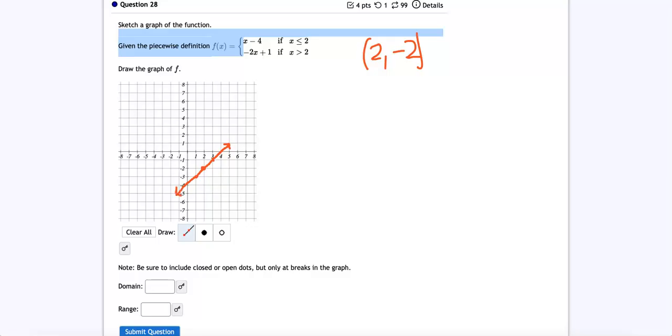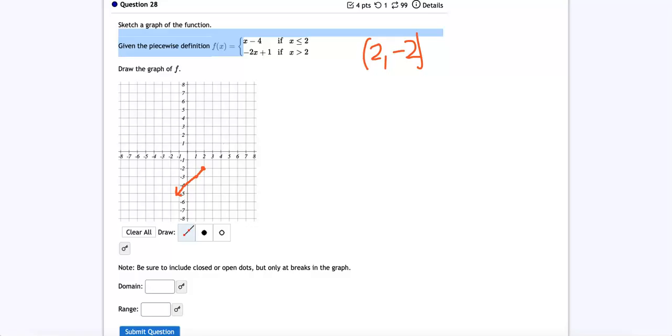But I can't include the whole graph. I can only include up to +2, which means I would have to erase everything to the right of +2. And then I would have a solid dot at 2, and then everything to the left still gets included, so that's why I have an arrowhead here.